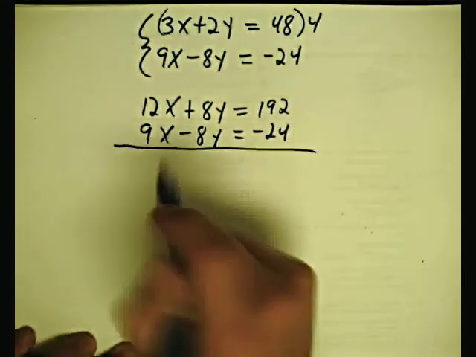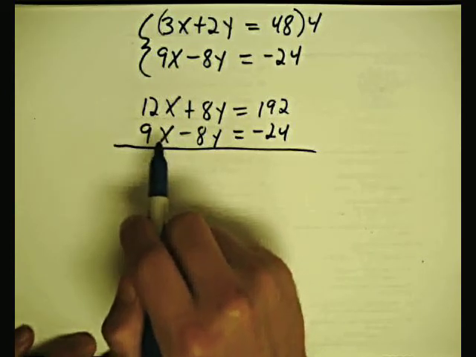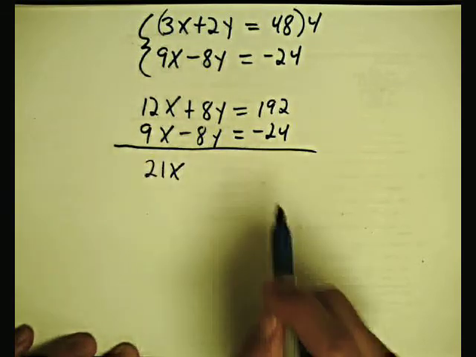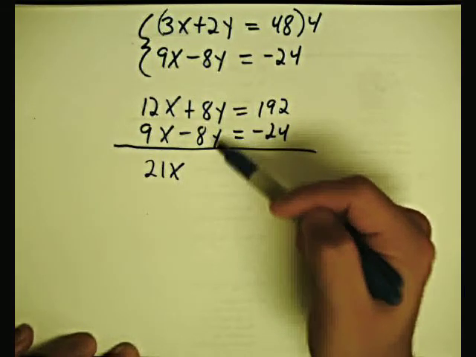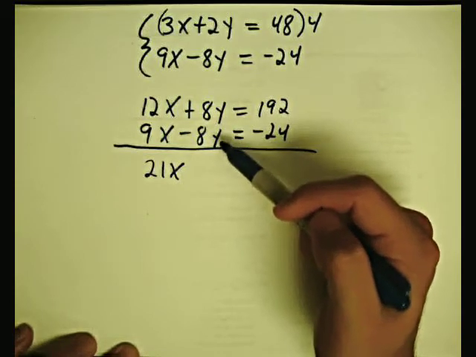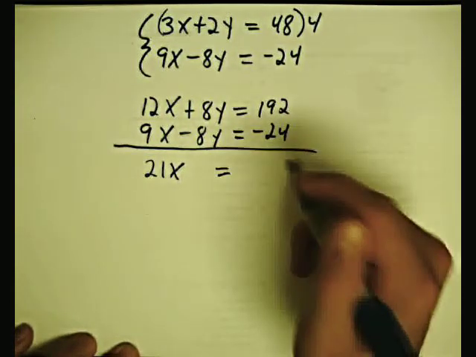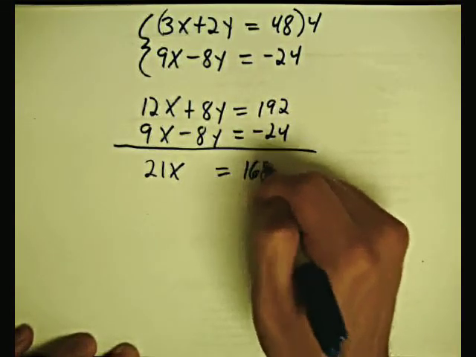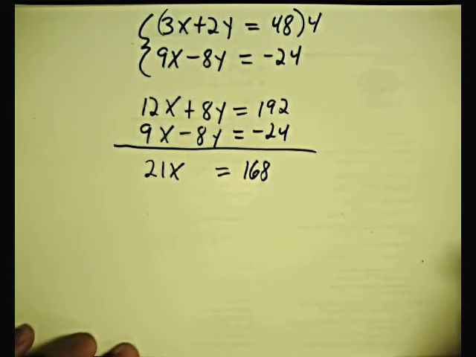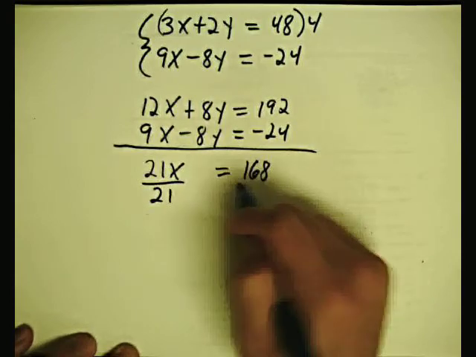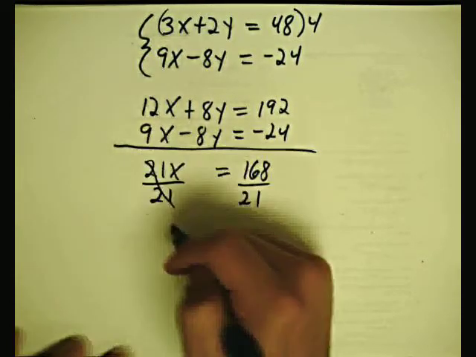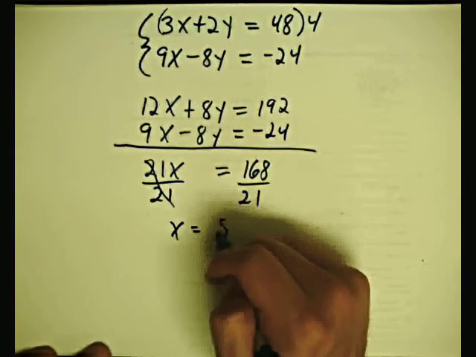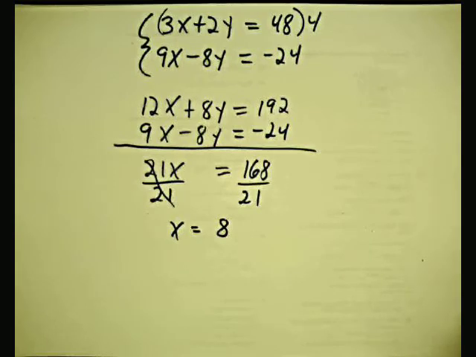So if I add these straight down, positive 12x and positive 9x, so 12x plus 9x is 21x. Positive 8y and minus 8y, so that's 8y minus 8y is 0. That was the point. And then equals, on the other side, 192 minus 24 is 168. Last thing to solve for x, divide by 21. And then we'll get a solution of 8. So we have half of our solution, x equals 8.